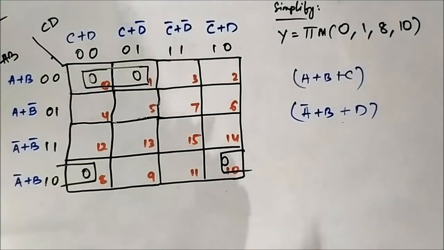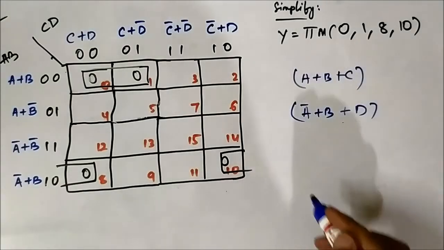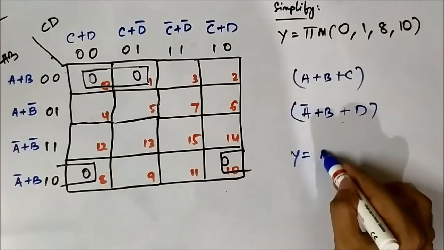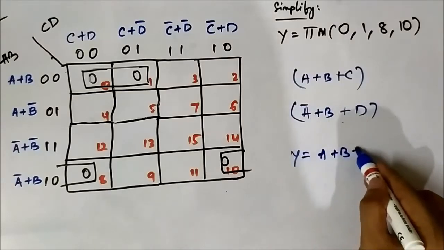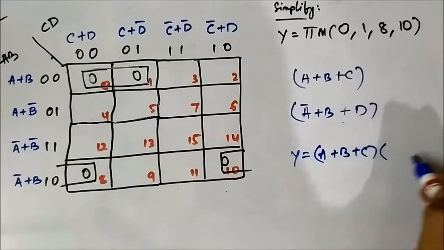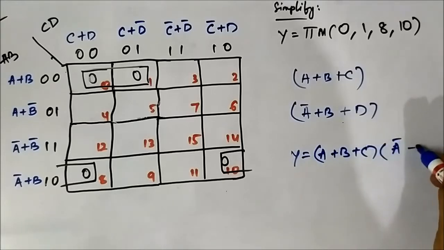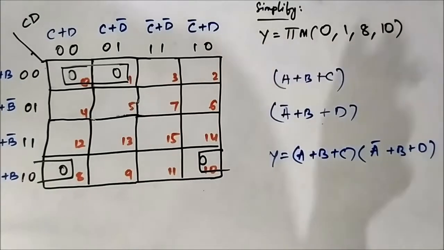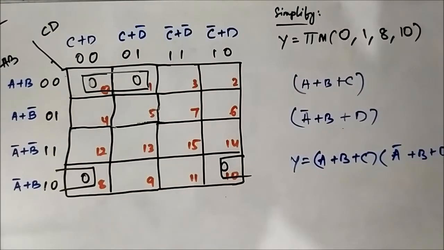So the simplified Boolean expression will be y is equal to A or B or C, A bar or B or D. So this is the simplified Boolean expression, A or B or C, A bar or B or D.